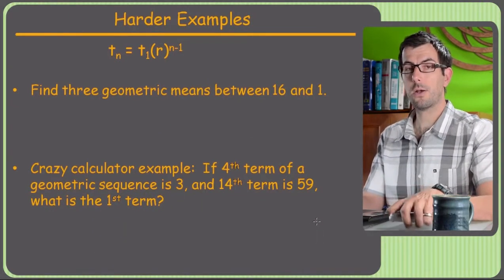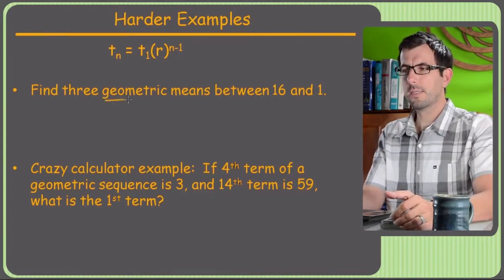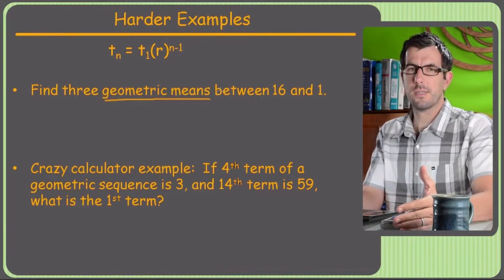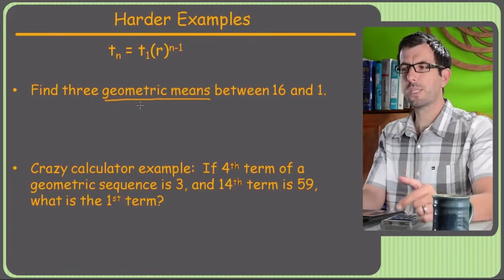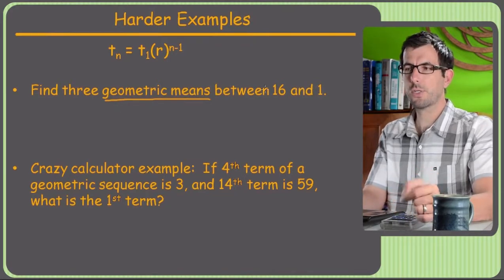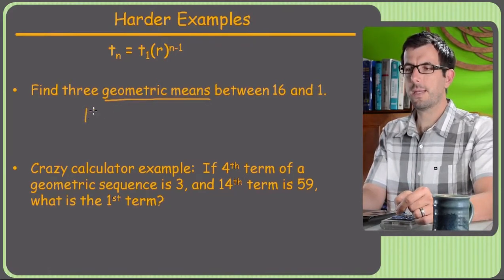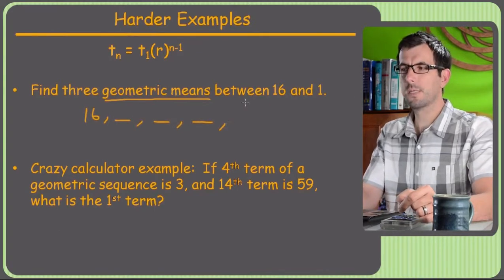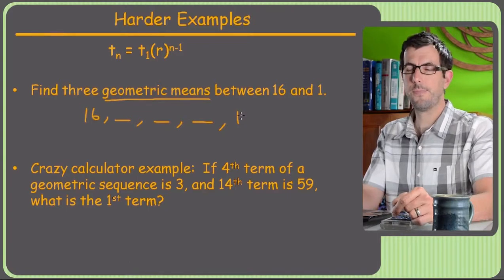They can also get a little bit harder. So what are geometric means? Well, they're just terms. Basically what they're saying is, find 3 terms between 16 and 1 in a geometric sequence. So I'm like, all right, that's easy. 16, blank, blank, blank for my 3 missing terms, and then 1 will be the last number.